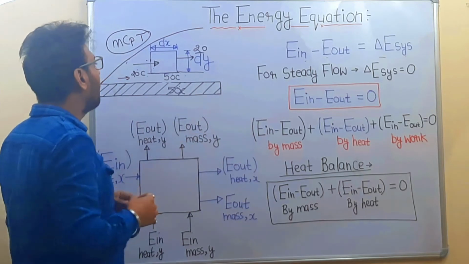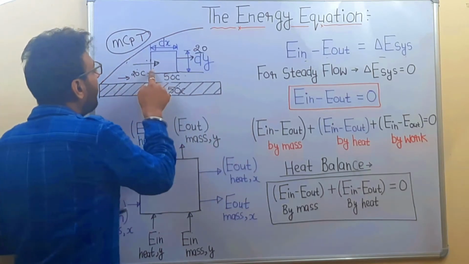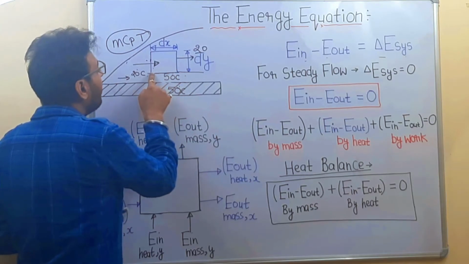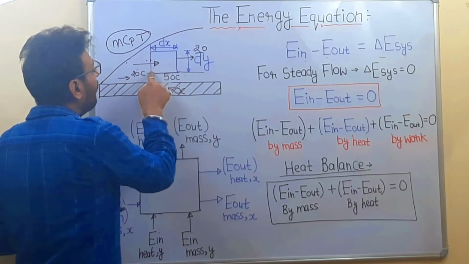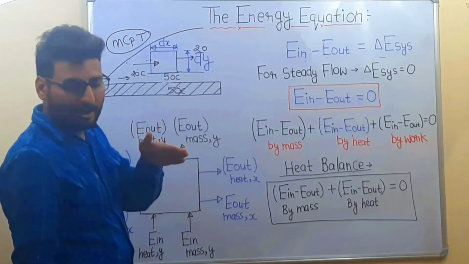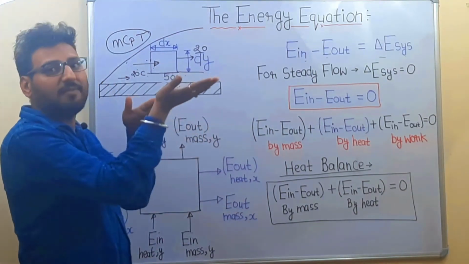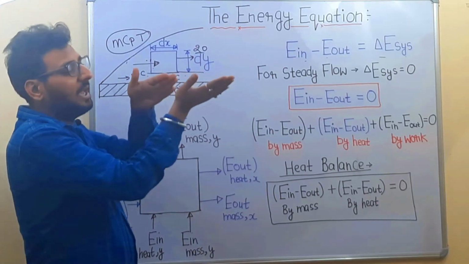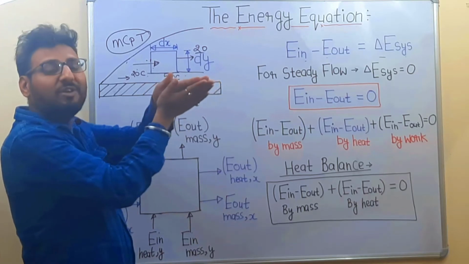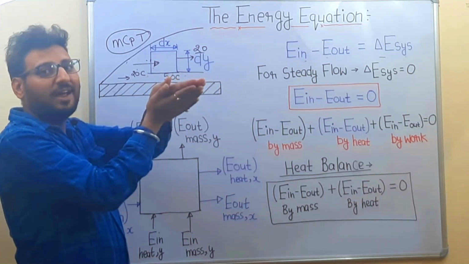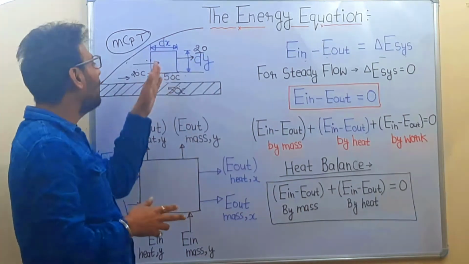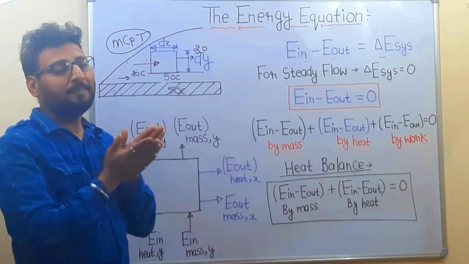Now consider the fluid moving from here to here; it is at 20 degrees centigrade at the inlet to the control volume. Now there is contact between two layers. This layer has a temperature of 50 degrees centigrade and this layer has a temperature of 20 degrees centigrade. Now there will be heat transfer by conduction between these two layers. This way, this control volume can transfer energy by heat.